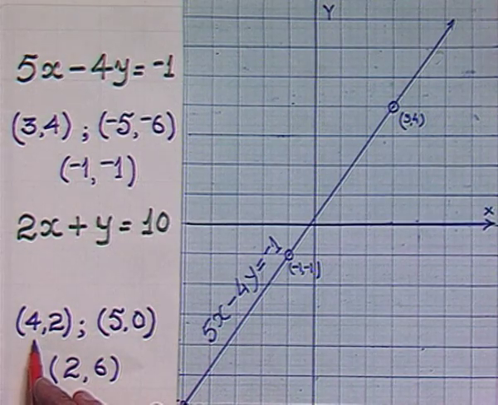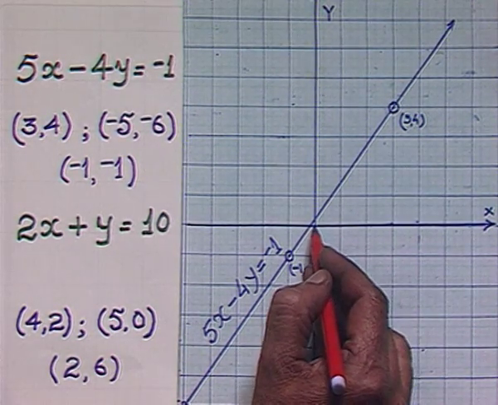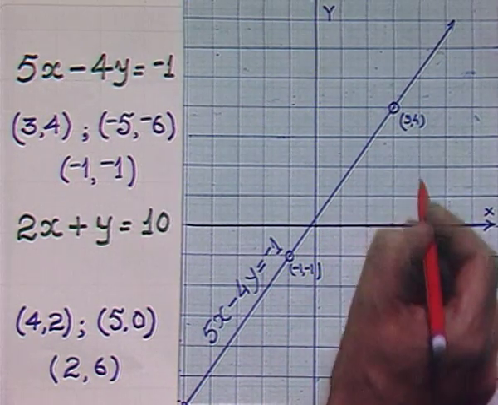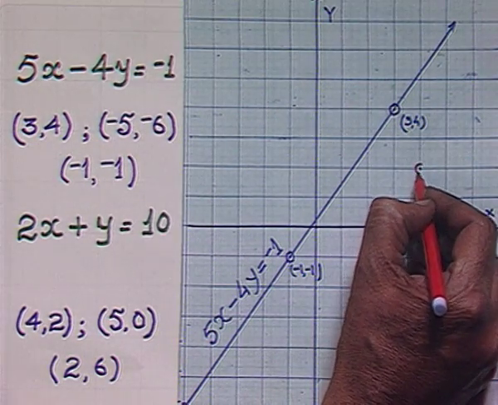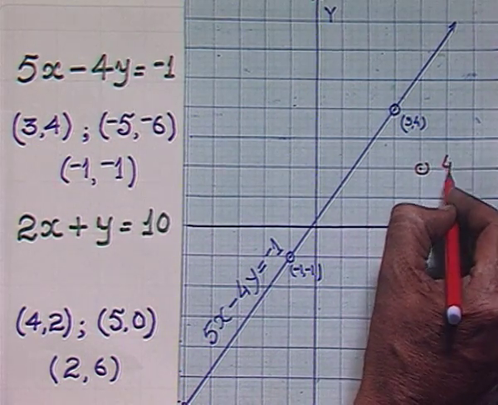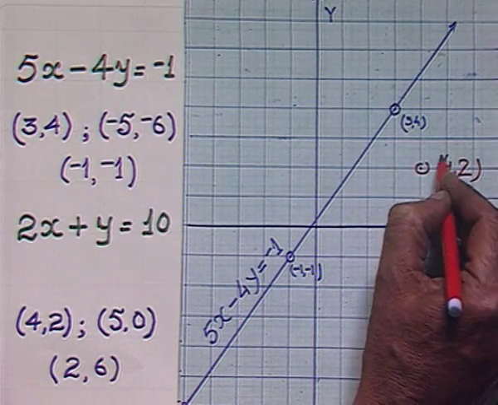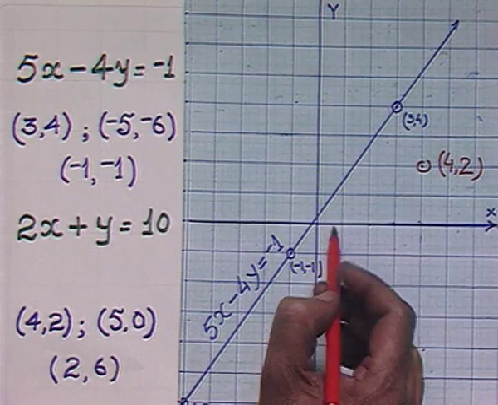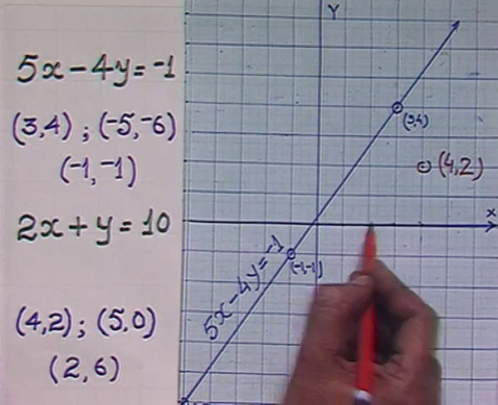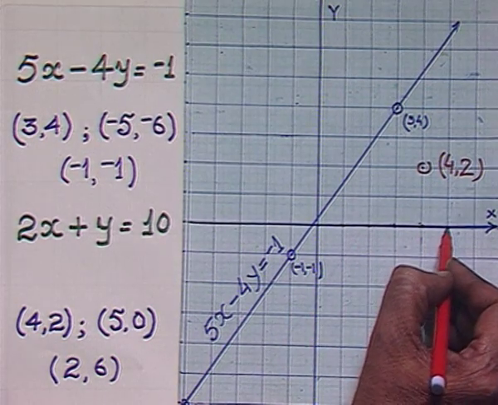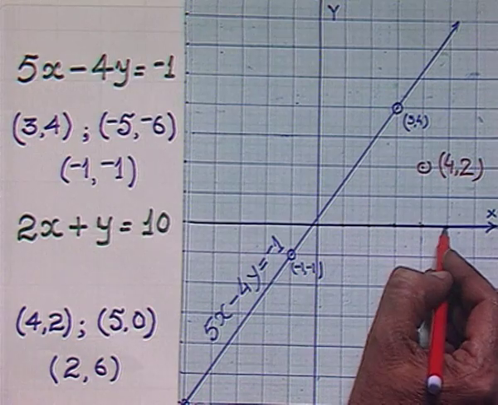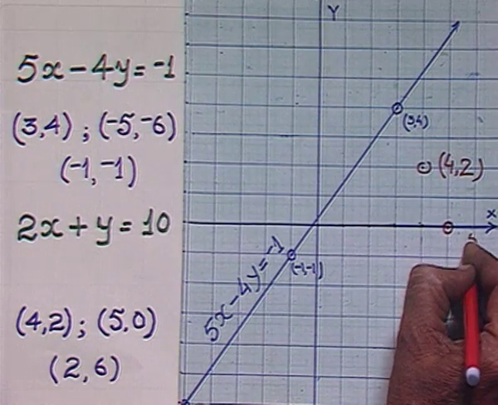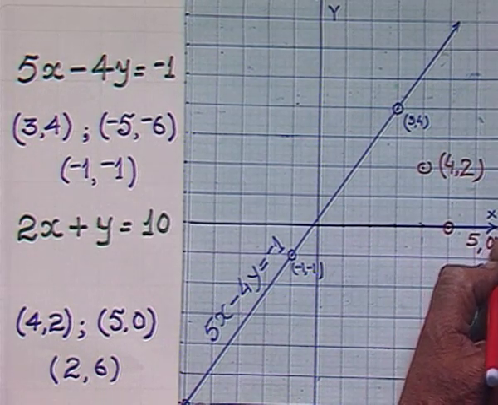For this, the ordered pairs are 4, 2. 4 units again we move to the right of the origin, 1, 2, 3, 4, and 2 units up. So this point is 4 and 2. The second ordered pair is 5, 0. So for 5 units, 1, 2, 3, 4, and 5, and since the other point is 0, I need not move up or down. So this point is 5, 0.